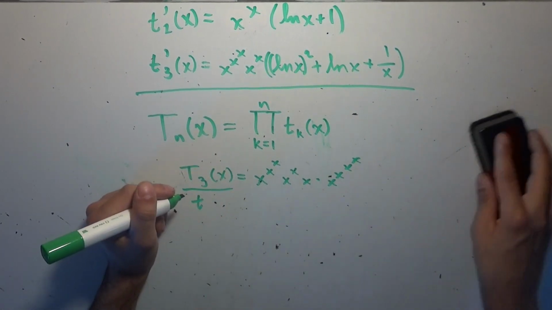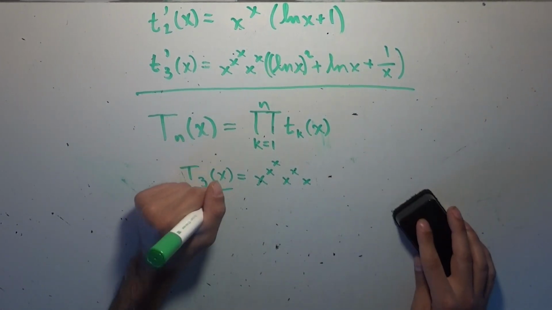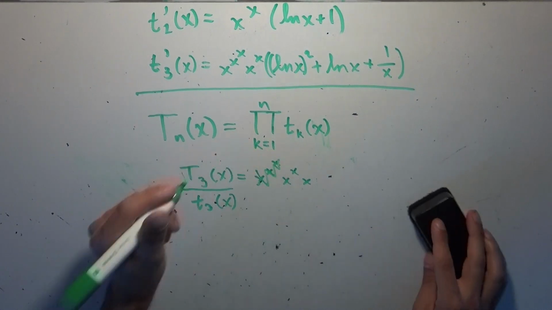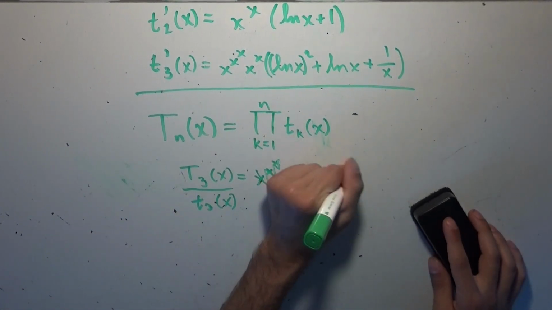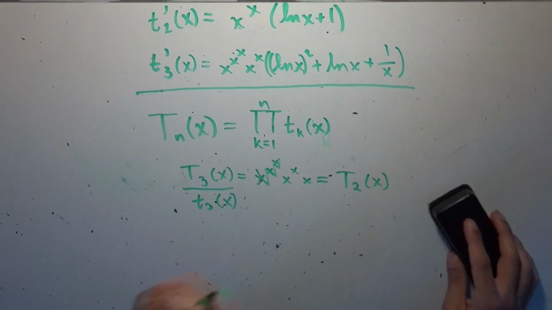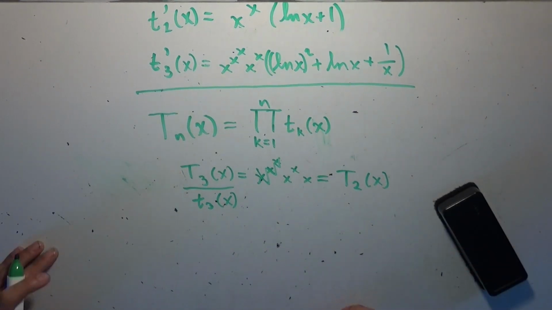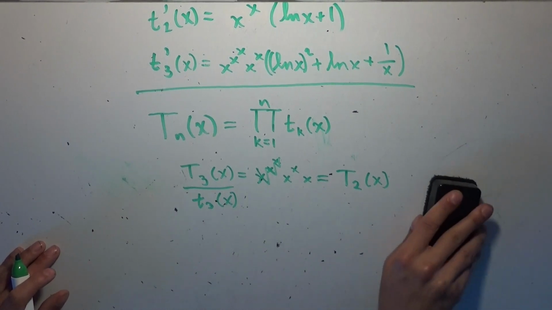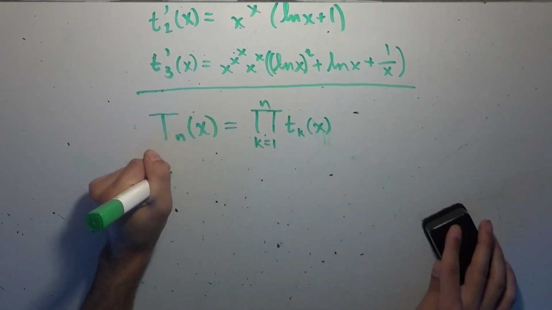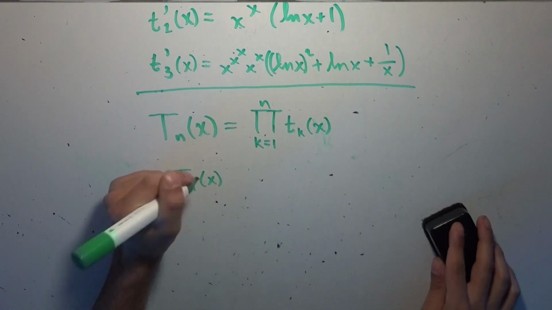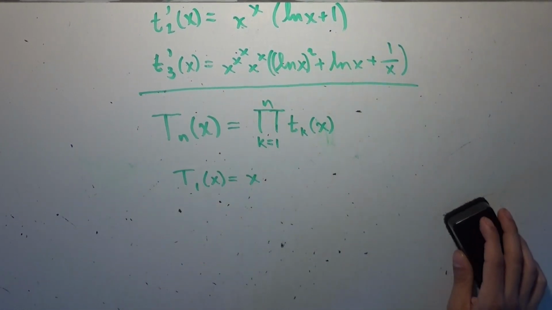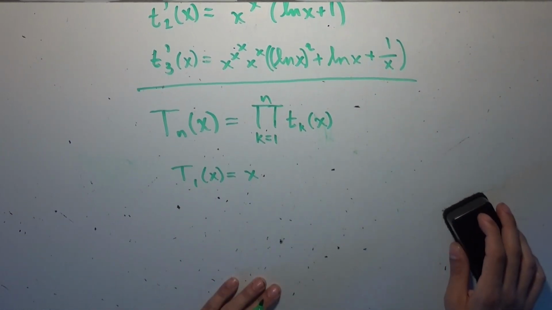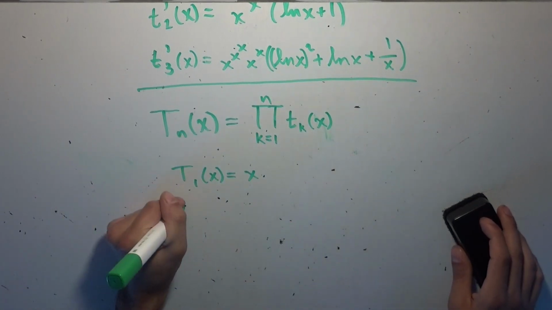So in this case, the third tetration, right? If we divide by that, that goes away, and we're left with capital T2 of x. So if we want to move on to the next one, we multiply by the next tetration. If we want to move on to the previous one, we divide by the current tetration. So clearly, capital T1 of x is just x, because it's just the first tetration of x. It's the product that goes from 1 to 1, so there's only one term. So let's see if it goes backwards.